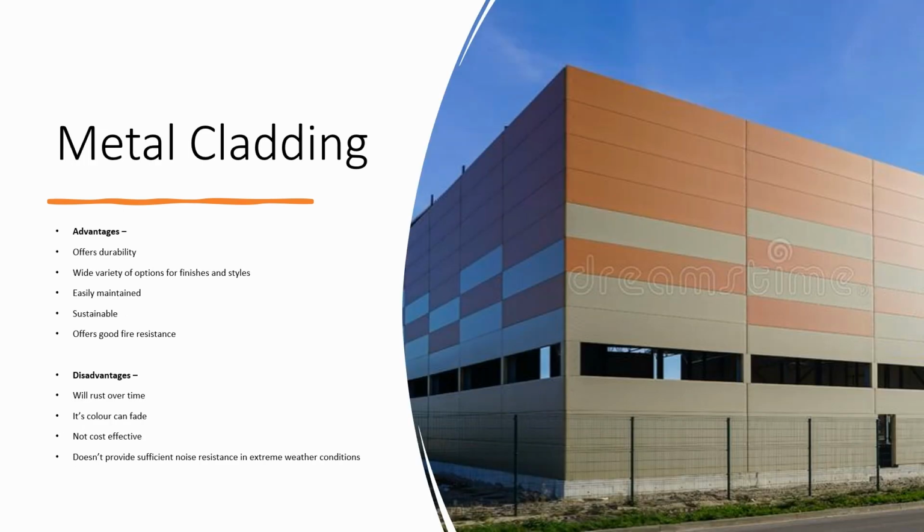Then we have our metal cladding. The advantages of the metal cladding are that it's durable, there are a wide variety of options for finishes and styles, it's easily maintained, it's a sustainable material, and it offers a good fire resistance. The disadvantages are that it will rust over time and its colour can fade, so if aesthetics is your aim, then it might not be the best choice. It's not cost effective and it doesn't provide sufficient noise resistance in extreme weather conditions.